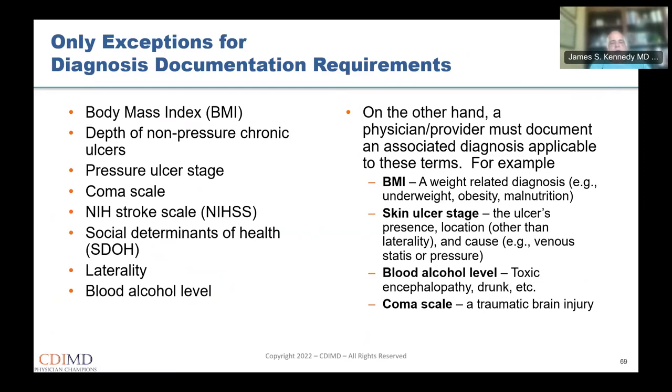While the wound care nurse may have given me a skin ulcer stage, it is the provider's responsibility to say the location of the skin ulcer and whether it's venous stasis or pressure. If there's a blood alcohol level, the doctor still needs to say the patient has a toxic encephalopathy or drunk. And we are not allowed to code the coma scales unless there is a traumatic brain injury. So coma scales don't help me unless there's a TBI. And this is something that you will need to become familiar with.